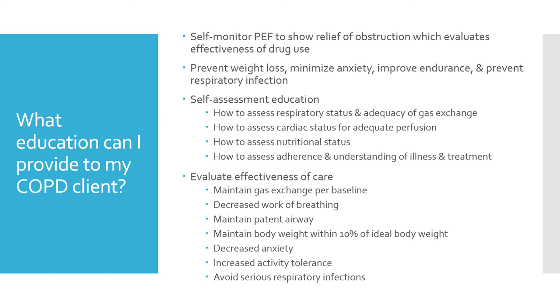And then their work of breathing. How can I decrease their work of breathing? Maintain their airway. How can I maintain their body weight within 10% of their ideal body weight, at least? Maintaining their body weight, having good nutrition, adequate amount of carbs for their increased demand, monitoring decreasing anxiety triggers and their activity intolerance, and avoiding those respiratory infections.